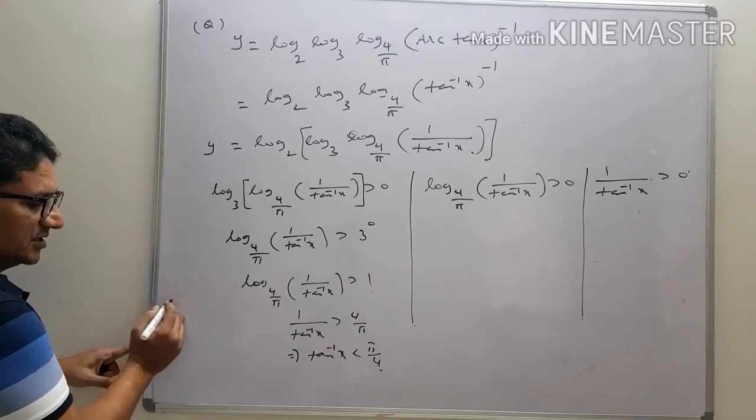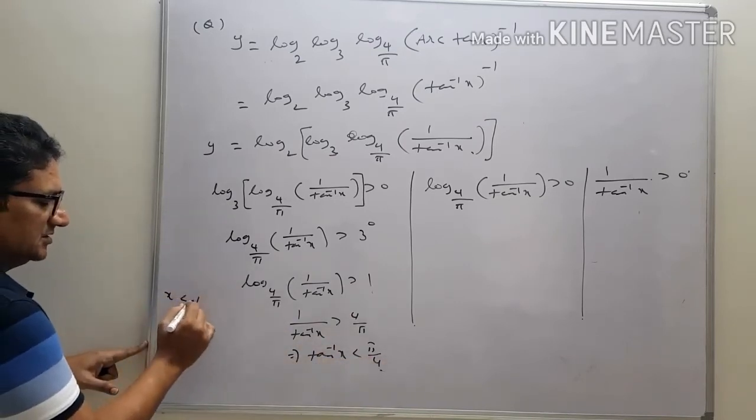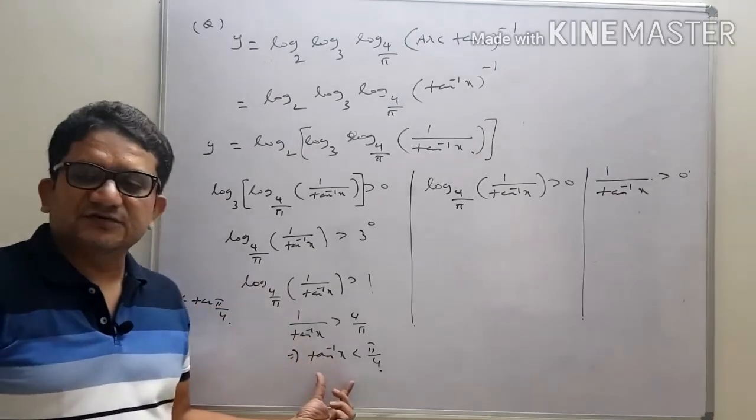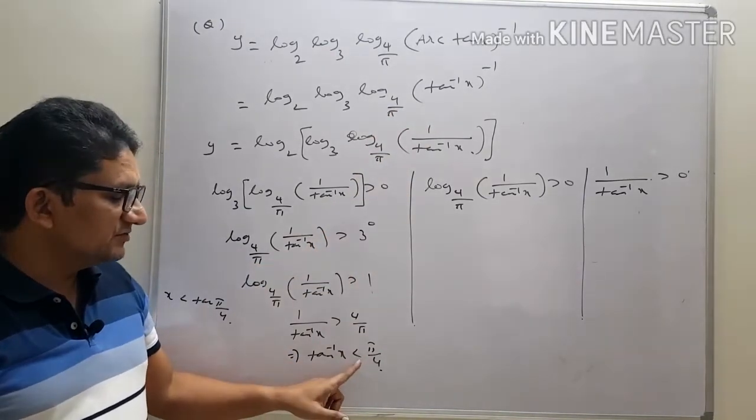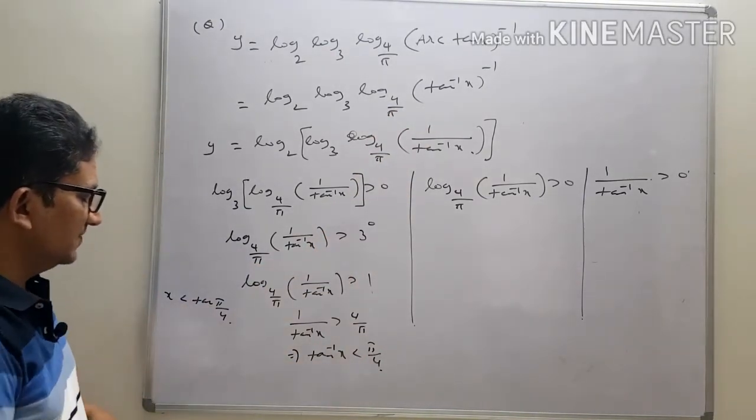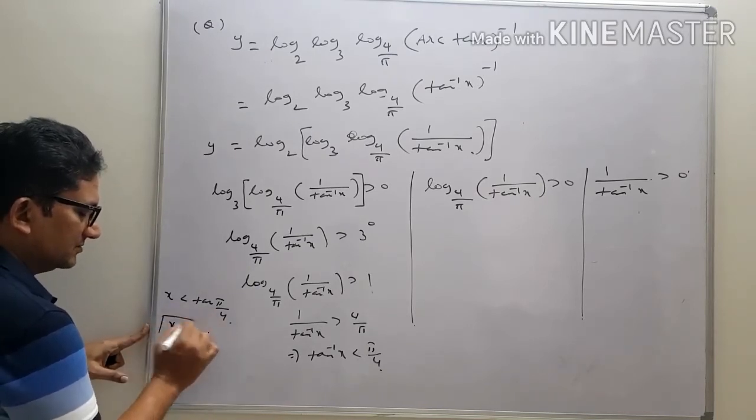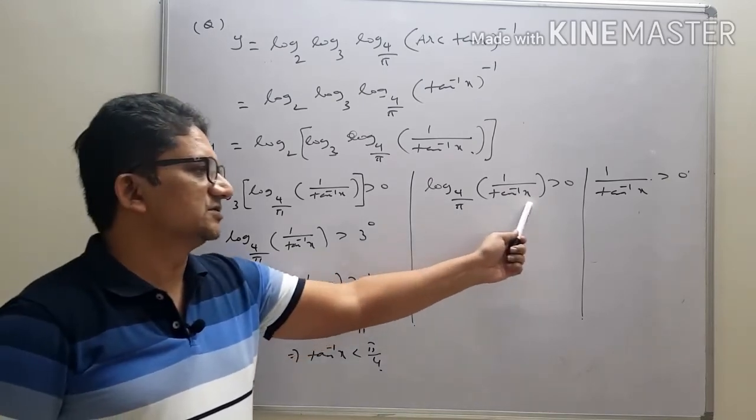Here I am writing, look carefully. If tan inverse x is less than pi by 4, then x is less than tan pi by 4. So, tan inverse function is also an increasing function. That's why the inequality, whatever is there, will remain the same. So, now x less than tan pi by 4 is 1. So, this is the first situation. Okay. Next, we will come back to this situation.